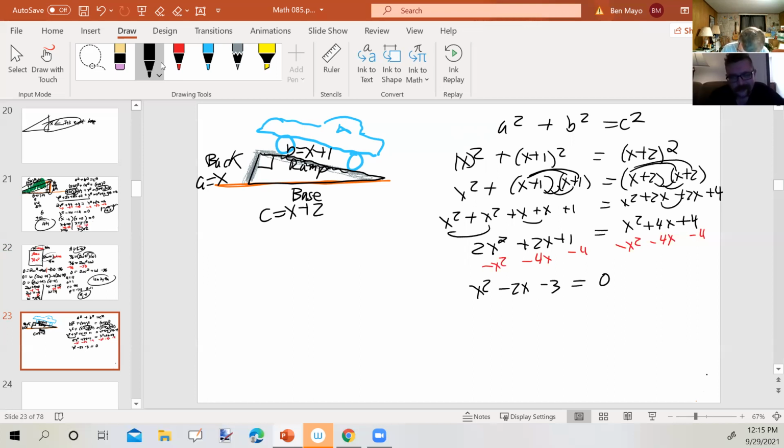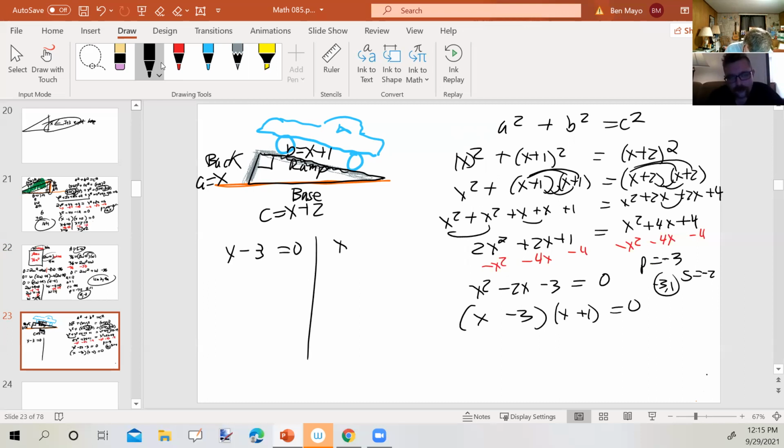Factoring this, the product is -3 and the sum is -2. So -3 and 1. Take each factor that contains a variable and set it equal to 0. Solve each first degree equation. Add 3 to both sides. X is 3. Subtract 1 from both sides. X is -1. And once again, we throw out the negative value.